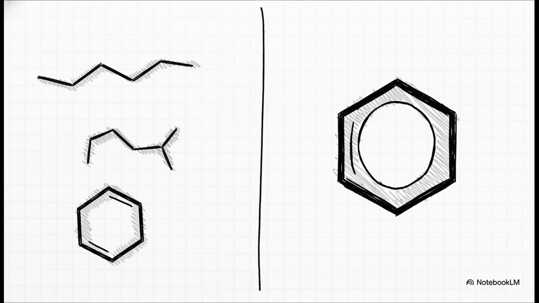But then you have aromatic structures. Their big claim to fame is a super stable flat ring called a benzene ring, and believe me, that special ring unlocks a whole different world of chemical properties.